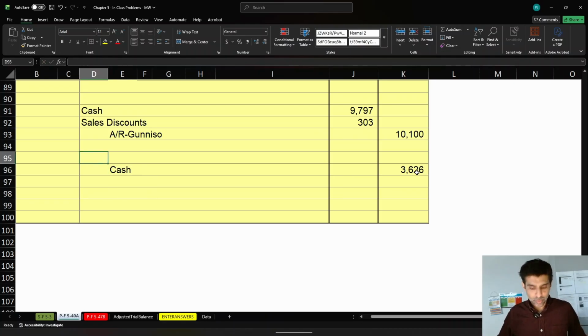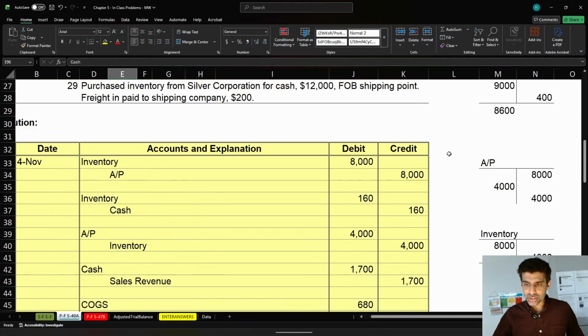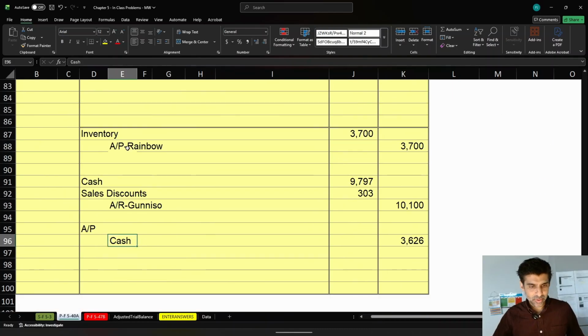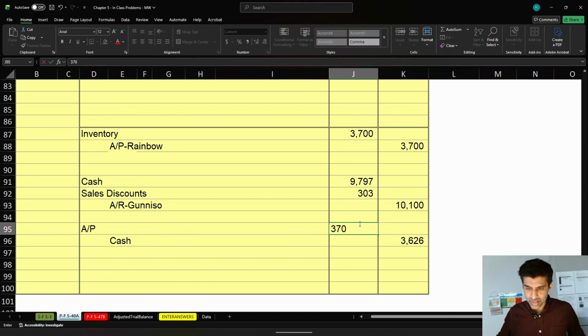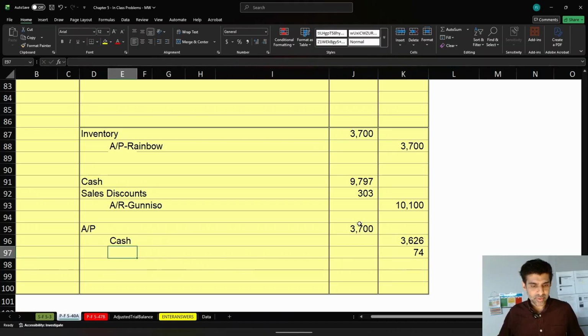I also know that my accounts payable has to go to 0. So I initially recorded it, I think it was here, 3,700 credit. So I know I need to do 3,700 debit. And of course, there's a difference here that I need to bridge. And this is going to go to reduce the value of my inventory, because my inventory balance was debit 3,700. I'm going to credit it to get it in line with how much cash I actually paid.